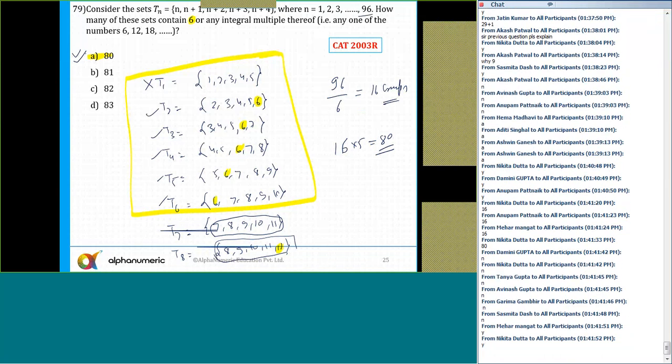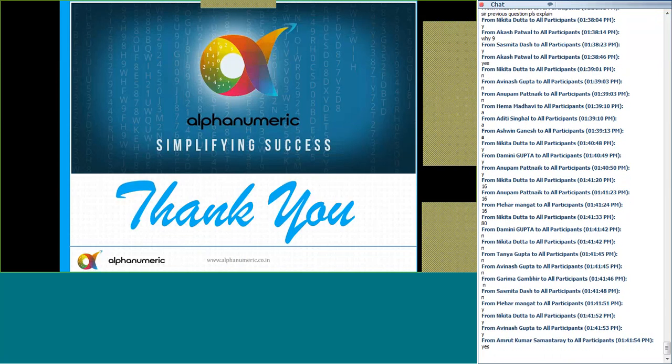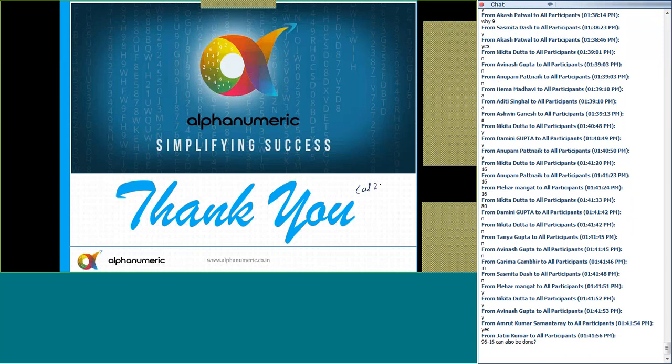So that completes here. In fact, there was one more question which was asked in CAT 2003. I just realized that was missing here. So there were a total of 80 questions from modern maths.